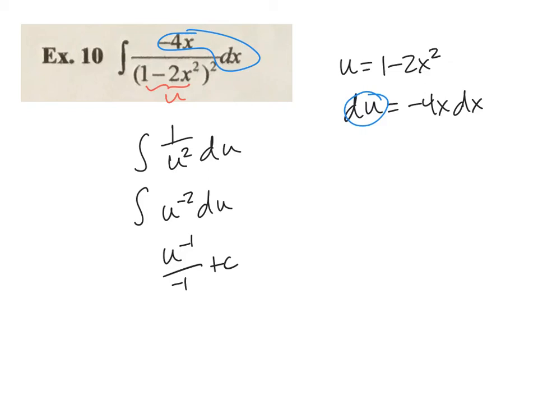So let's rewrite this as negative 1 over u to the positive first power plus c, and then we'll do our back substitution. So that would be negative 1 over 1 minus 2x squared plus c.